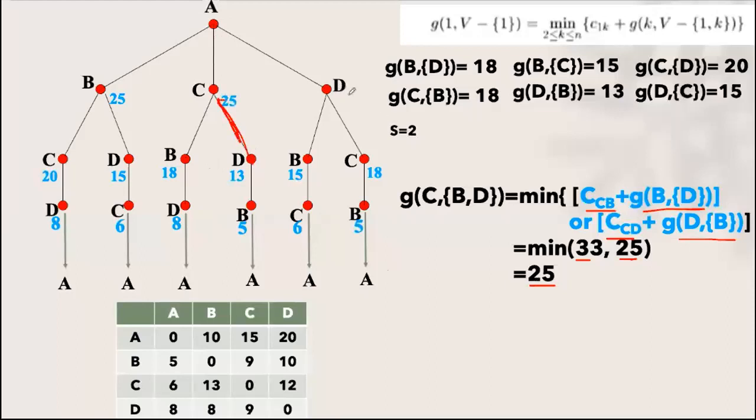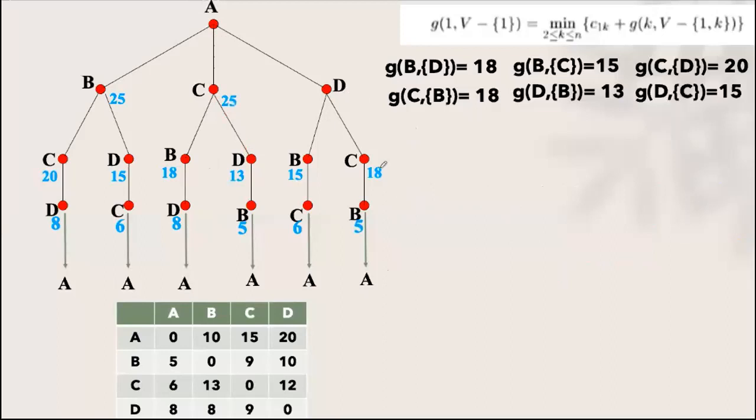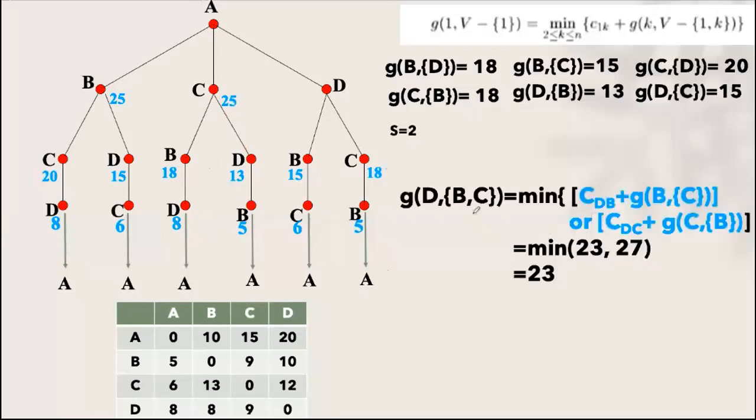Next, starting from D, either you can go to B or C. Minimum of cost of D to B or cost of D to C, plus cost of B to C and C to B. Okay, either this path or this path. So minimum of 23 and 27. Minimum is 23. That is this path. Okay, that is for these three vertices.